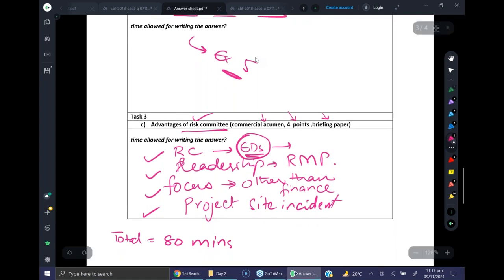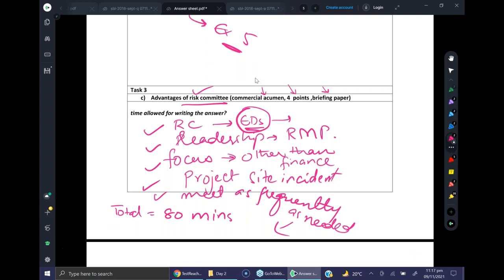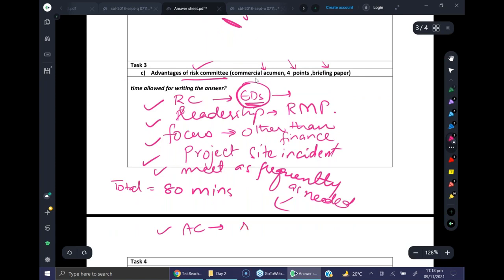And also if there is a separate risk committee, they can meet as frequently as needed, because the audit committee meets after like 3 months or so. And we can say that the risks are changing very frequently, so they need to meet more frequently, and audit committee might not have this time. Another point which I can think of is audit committee have a lot of work to do, so they are not actually very much emphasizing on this risk area.